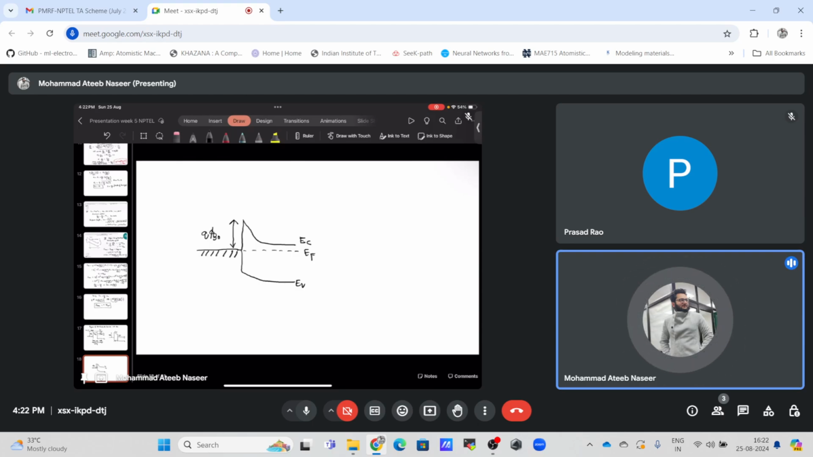So what we have done over here is that we have brought the metal and the semiconductor close to each other that much. Now a lot of semiconductor electrons have moved from the semiconductor side to the metal side, and as a result we will have the depletion of the carriers on the semiconductor side, and there will be this accumulation of the electrons on the metal side.